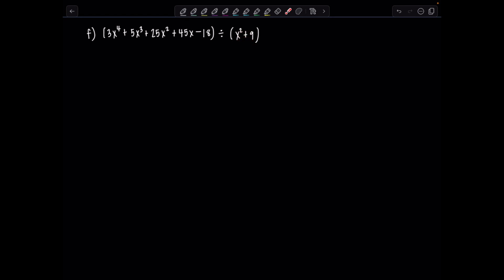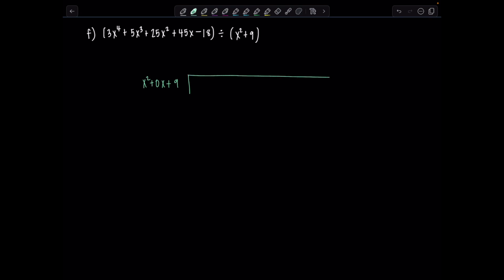Oh yeah, that's a thing too. So sometimes you need a placeholder here. No, we're good. Nothing's missing. But we need a placeholder here because there's no x. So either put a space or put 0x. Okay, did you do it? I hope you did. X squared plus 0x plus 9.